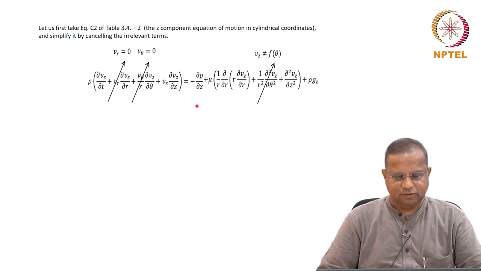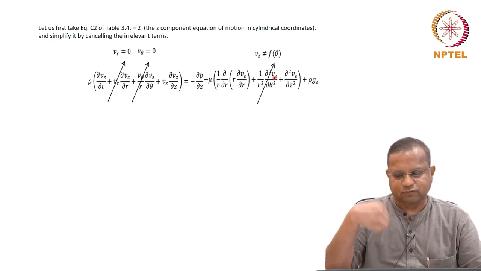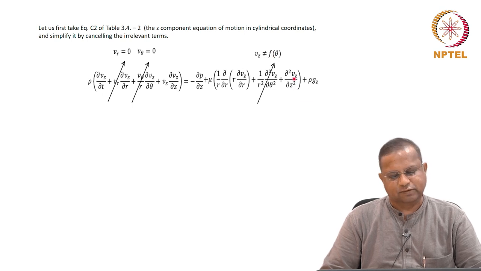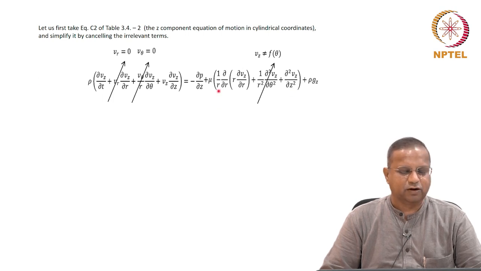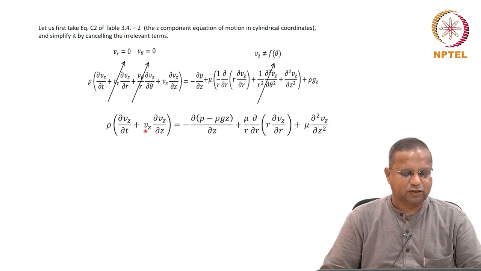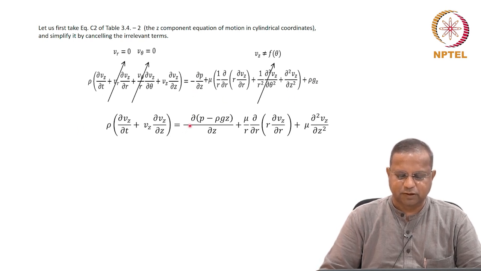You have a dp dz, let this remain. You have a Vz variation with r, that is very much there, that will remain. Vz is not a function of theta, so this goes. Vz is a function of z, so this remains, plus rho gz. So what remains are rho dou Vz dou t plus Vz dou Vz dou z equals minus dou P dou z plus rho gz. I'm taking the rho gz along with the pressure term, and minus minus gives plus rho gz. So that is what this is.